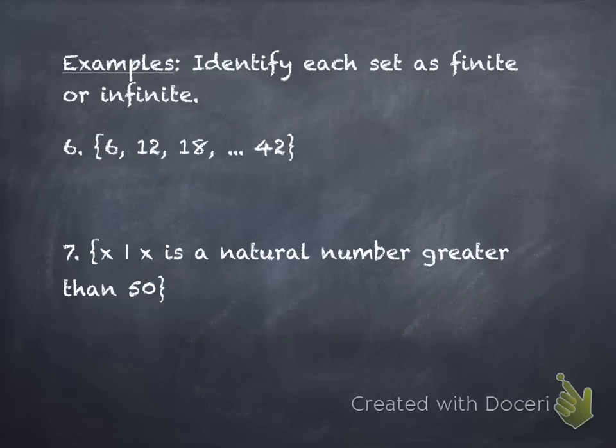So what we need to do on this next set is determine whether or not these sets are finite or infinite. If you take a look at number 6, you can see that we have a situation very similar to problem number 5 above. We have 6, 12, 18, there's a dot, dot, dot, and it ends at 42.